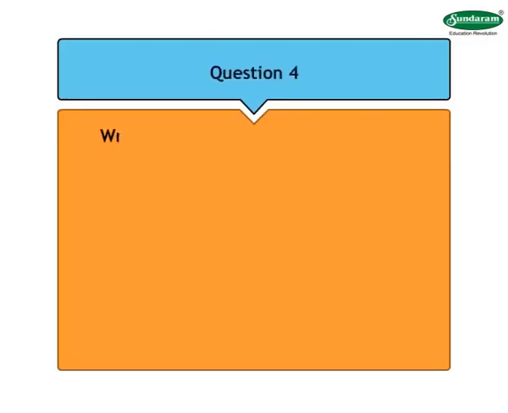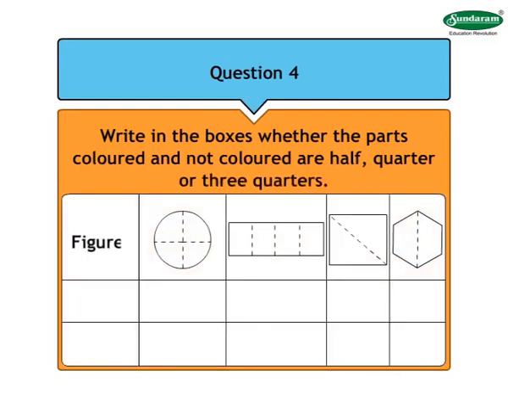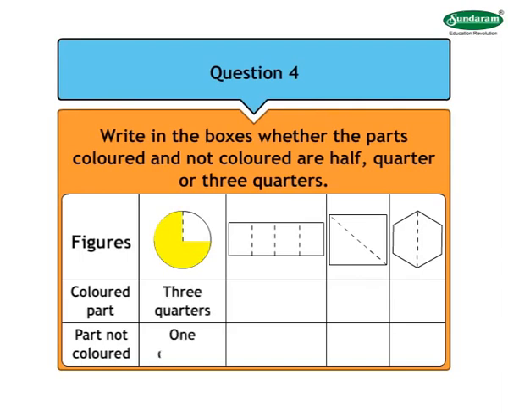Question 4. Write in the boxes whether the parts colored and not colored are half, quarter or 3/4. In the first figure, out of 4 equal parts, 3 parts are colored. Therefore, we can say that 3/4 are colored and 1/4 is not colored. In the second figure, out of 4 equal parts, only 1 part is colored. Therefore, we can say that 1/4 is colored and 3/4 are not colored.